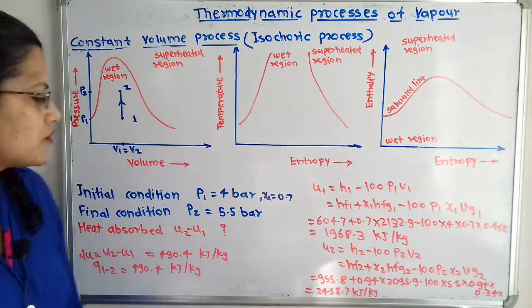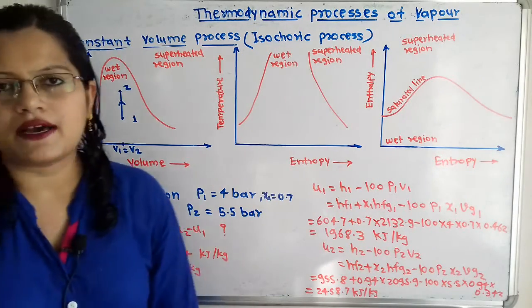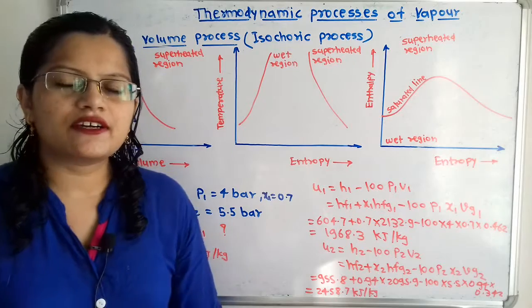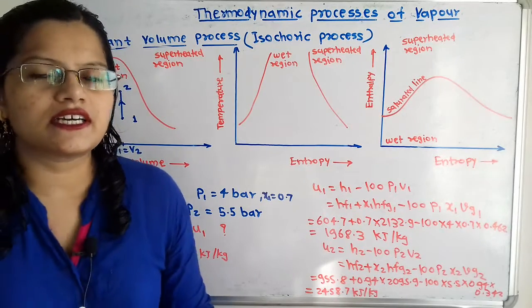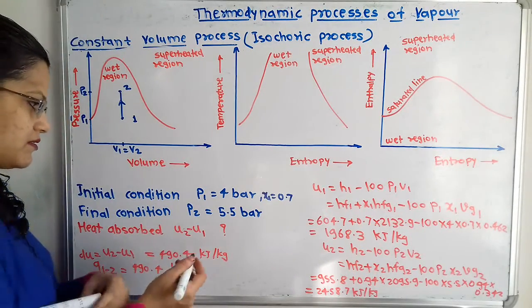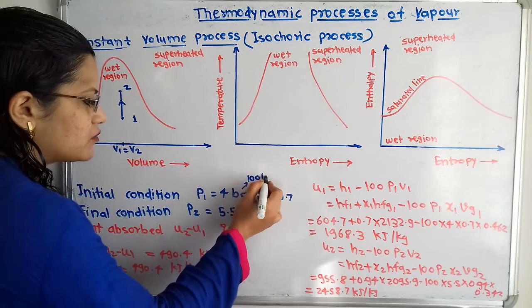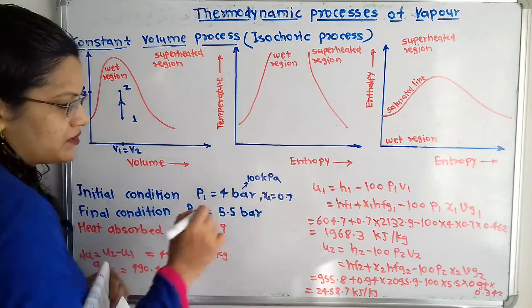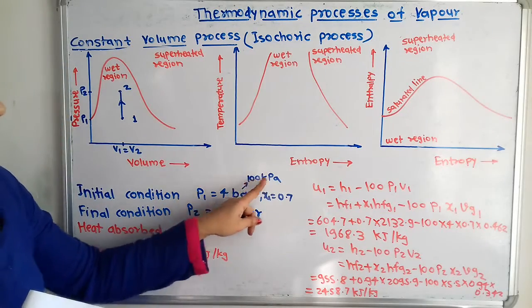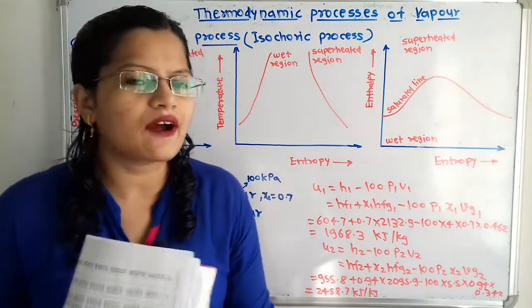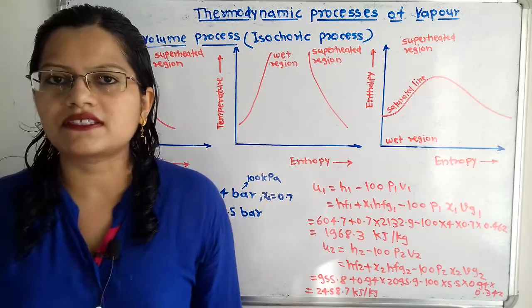So if we observe, pressure is given in bar. So what is the standard unit to calculate the internal energy, that is kilopascal. So here we have to convert this bar, that is equal to 100 kilopascal. That is 1 bar is equal to 100 kilopascal. So we have to take pressure in kilopascal.